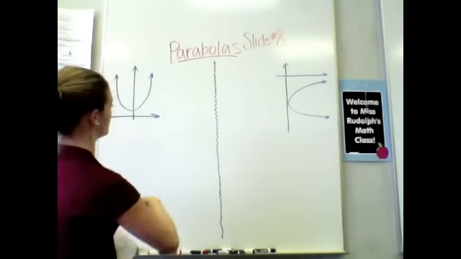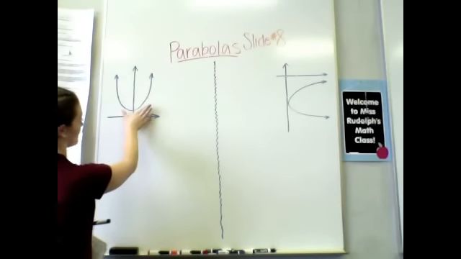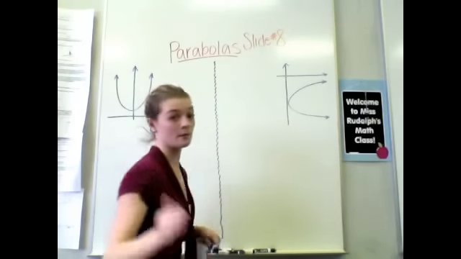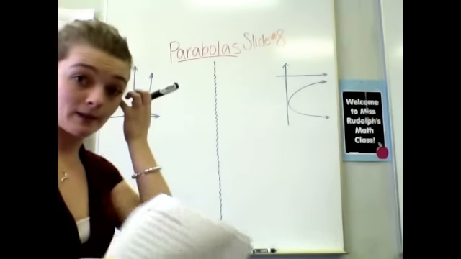I have 2 different types drawn on the board here. You have a traditional upward parabola that we worked with in the last unit, and then we also have a sideways parabola that we're also going to add into the mix this current unit. So, what is a parabola?